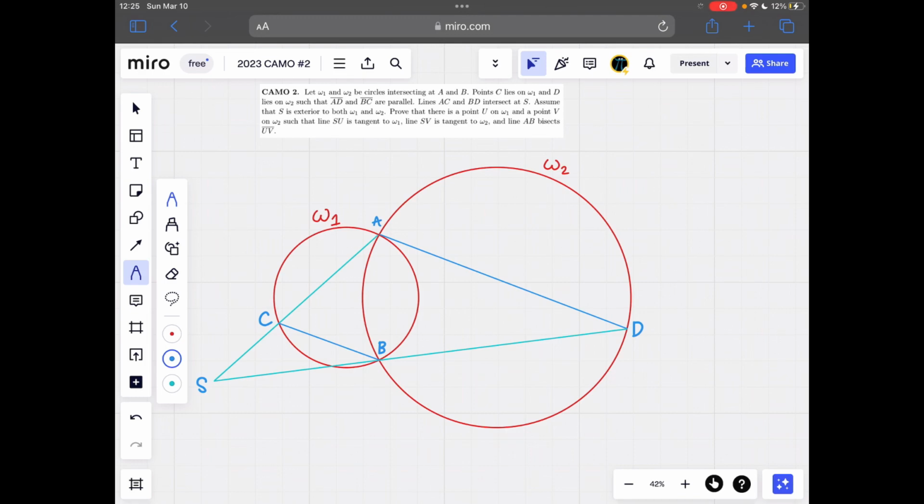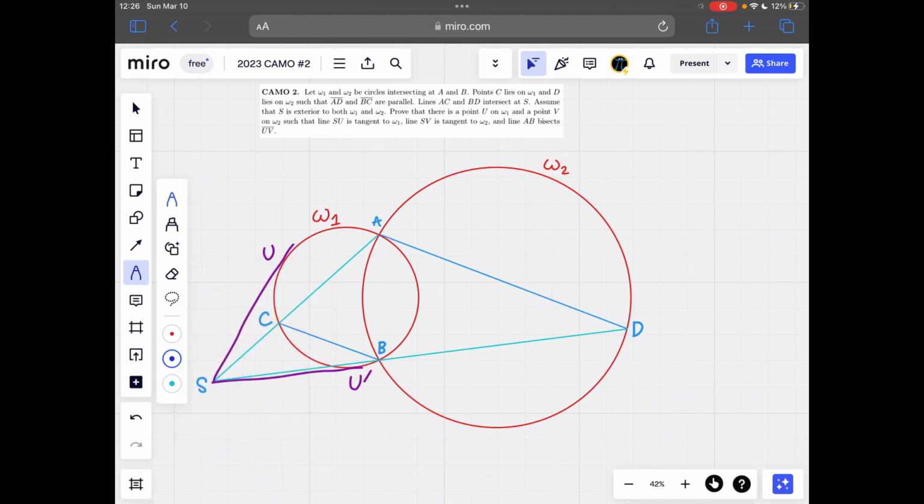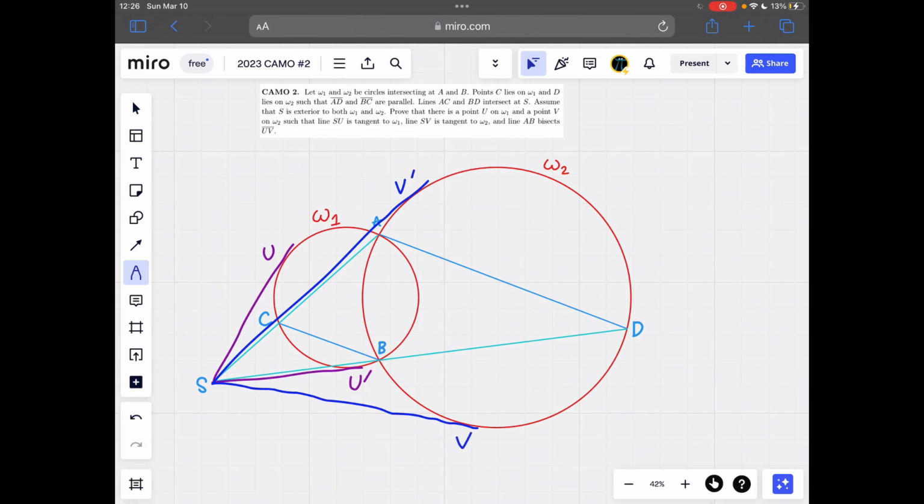So for point U, there can only be 2 points U such that line SU is tangent to omega 1. Let's draw both tangents from S to omega 1. Those are the two possible locations of point U. Let's call them U and U prime. And similarly, for S and omega 2, there's exactly 2 points V on omega 2 where SV is tangent to omega 2. Let's draw both of those in. It's going to look something like this. We'll call this point V prime, and this point here is point V.